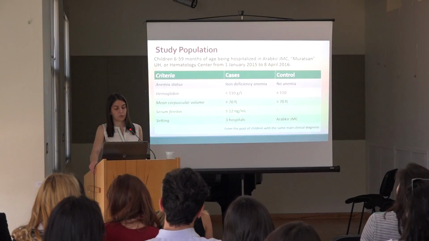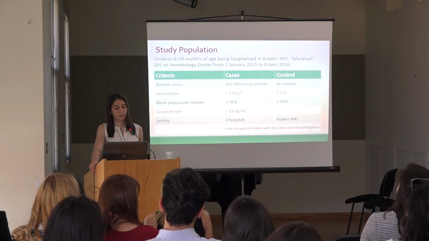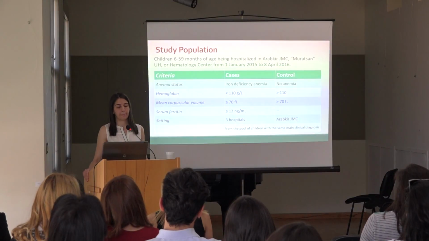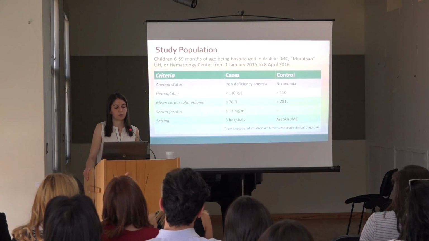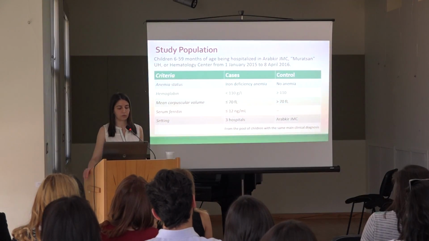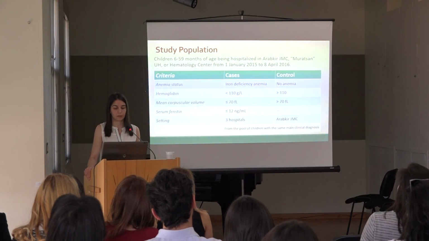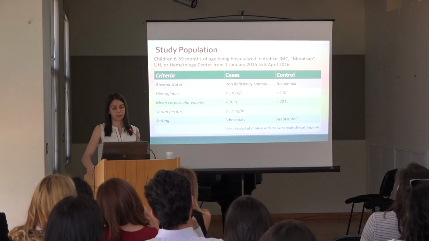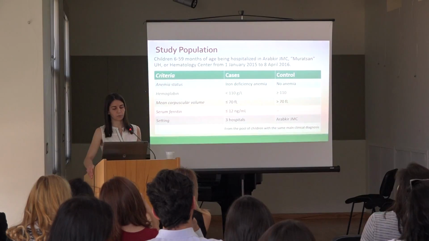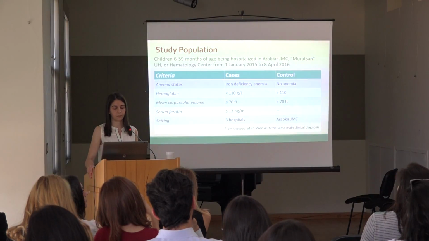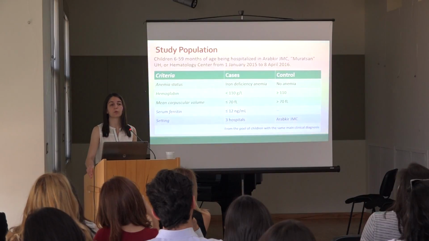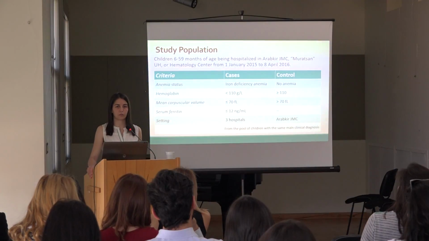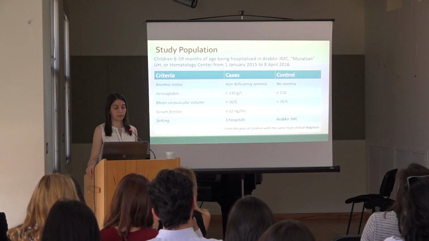For cases, it's iron deficiency anemia status, which means hemoglobin level below 110 grams per liter in the blood, mean corpuscular volume less than 70 femtoliters, and serum ferritin, which is the iron source of our organism, less than 12 nanograms per milliliter. Controls had no anemia, hemoglobin level above 110 grams per liter, and mean corpuscular volume more than 70 femtoliters. Unfortunately, we couldn't get data for serum ferritin for controls because children usually get checked for serum ferritin when they already have anemia.